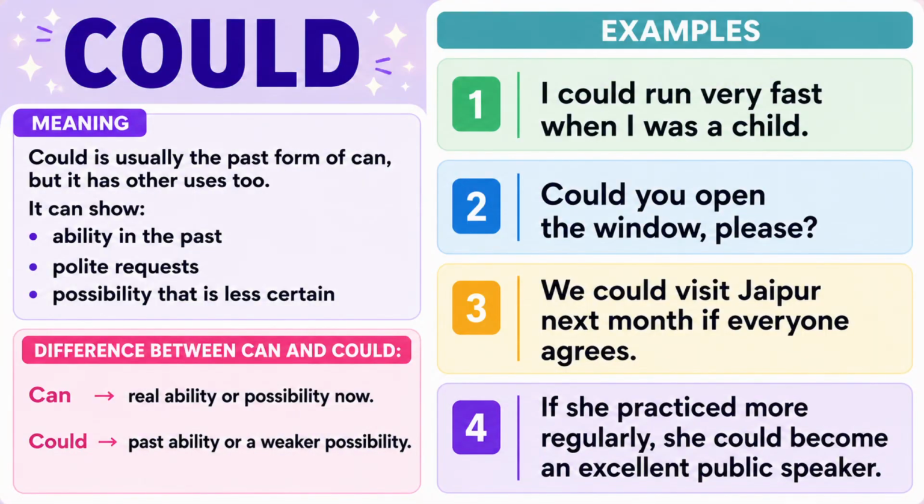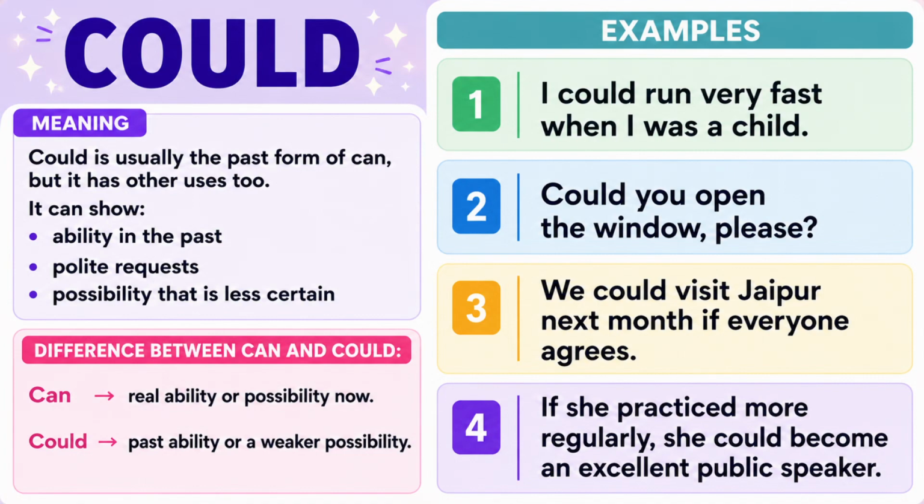Now we will learn about could. Could is usually the past form of can, but it has other uses too. It can show ability in the past, polite requests, and possibility that is less certain. There is an important difference between can and could. Can shows real ability or possibility now. Could shows past ability or a weaker possibility.